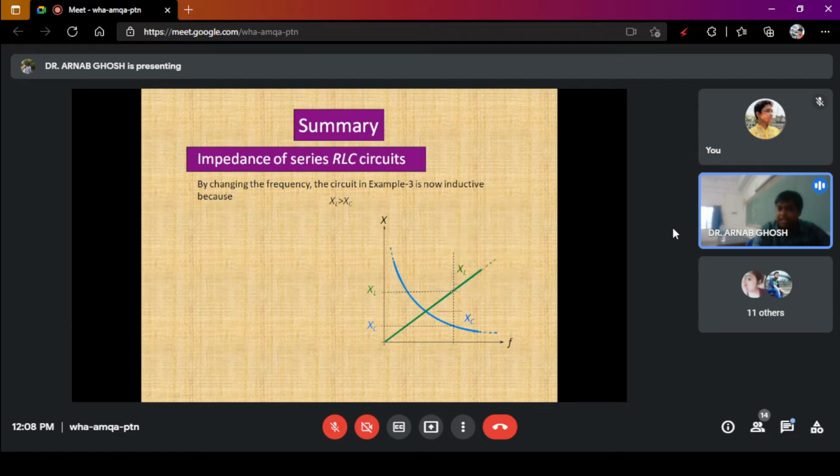Here you see inductance greater than capacitance. Here capacitance is less than inductance, and this is the resonant frequency. So as XL has become greater than XC, this frequency f will be greater than the resonant frequency fr. If this is your resonant frequency fr, then f will be greater than fr because your inductive reactance has become greater than the capacitive reactance, right?